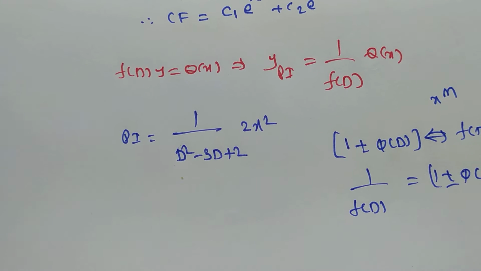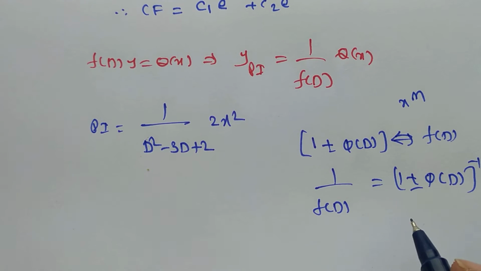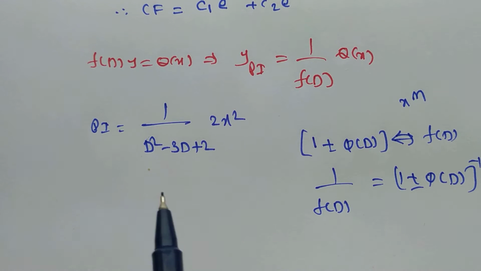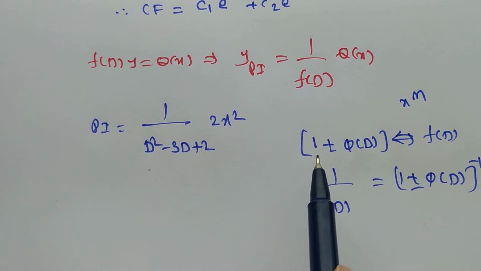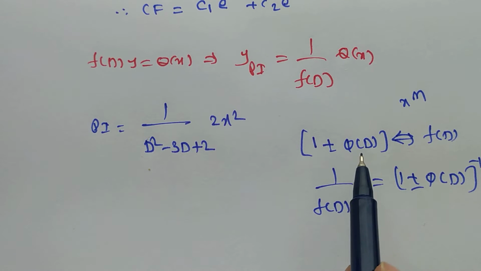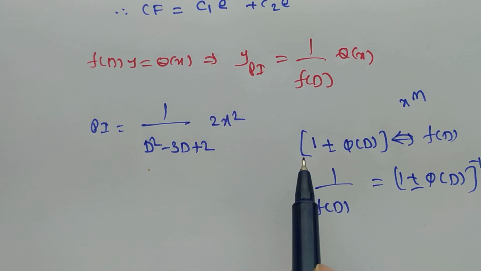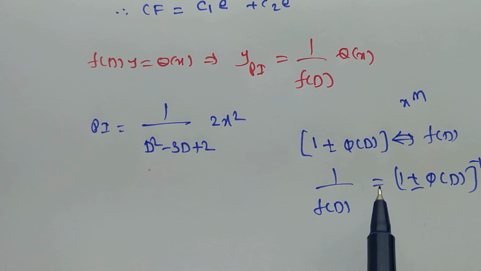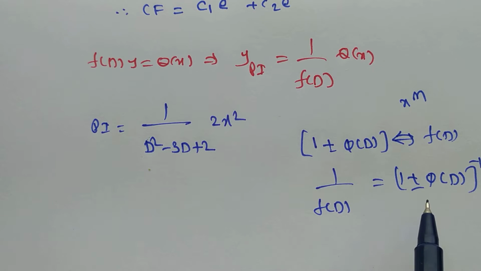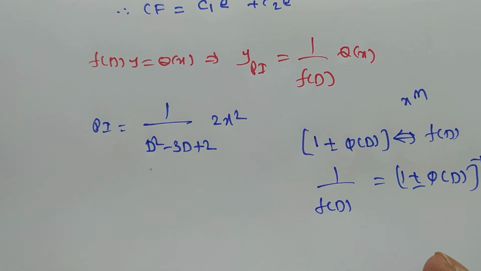In this case, we can apply the binomial expansion. To solve the particular integral, we have to write f of D in the form of 1 plus or minus phi of D by taking the lowest degree term as common. Then 1 by f of D is in the form of (1 plus or minus phi of D) whole inverse, and then we need to apply the binomial expansion.